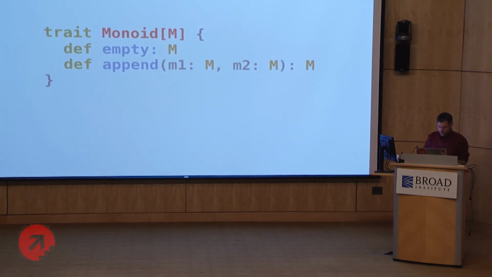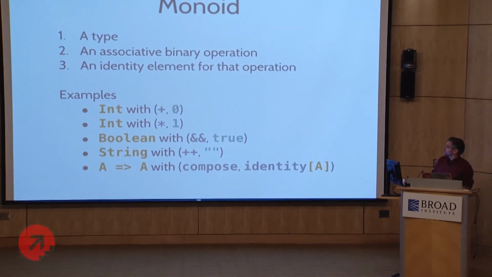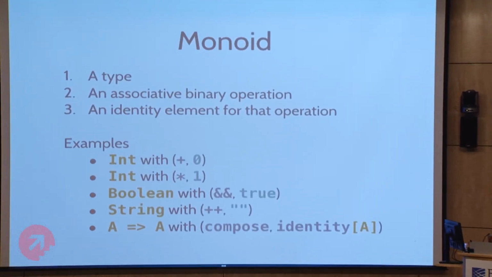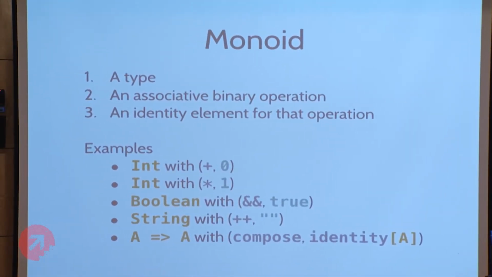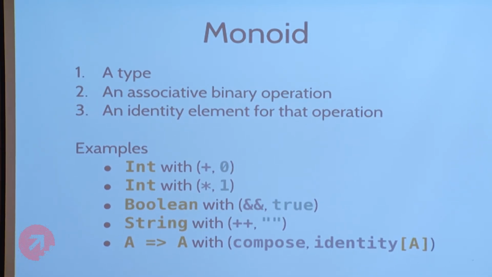All right? So yeah, a monoid is a type. It's an associative binary operation, and it has an identity element for that operation. So examples are int with plus and 0, int with multiplication and 1, booleans with and and true or false, string with plus and the empty string, and then functions on the same type. So the function from A to A for any type A with compose and the identity on A. All right, so all of these are monoids.